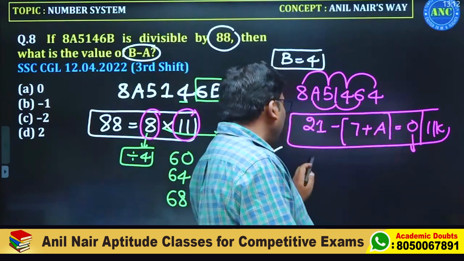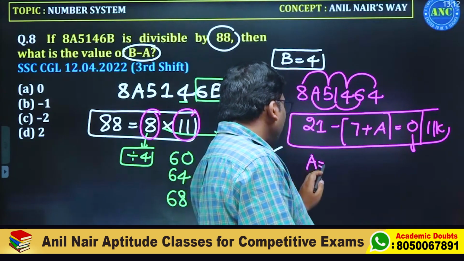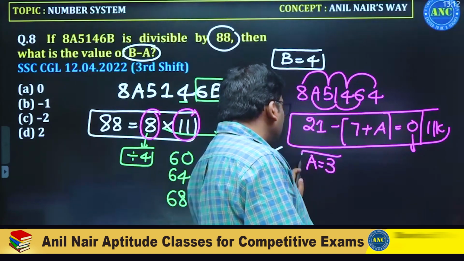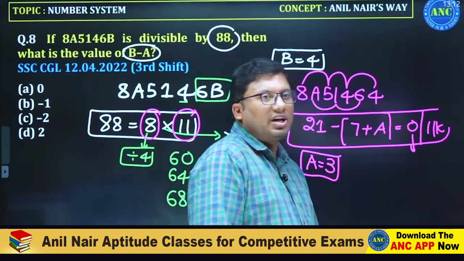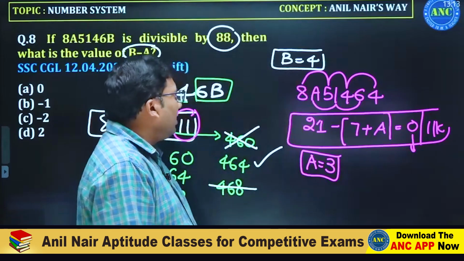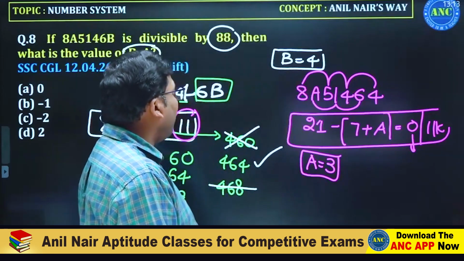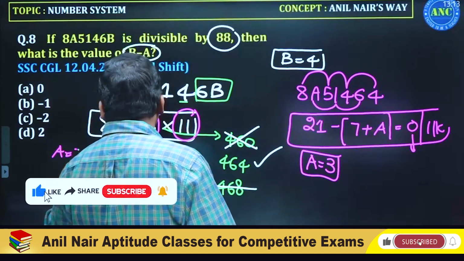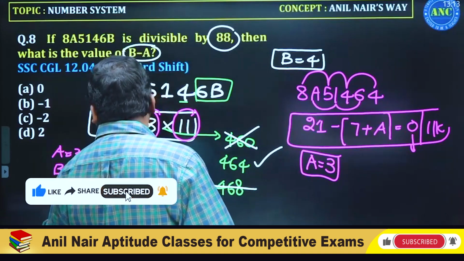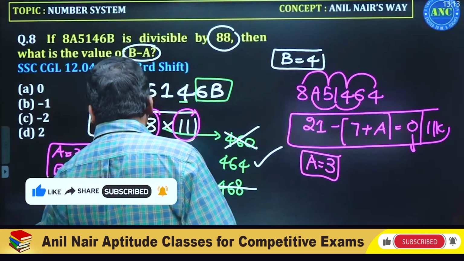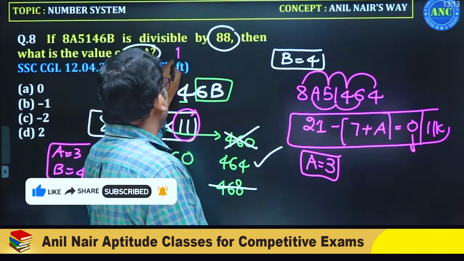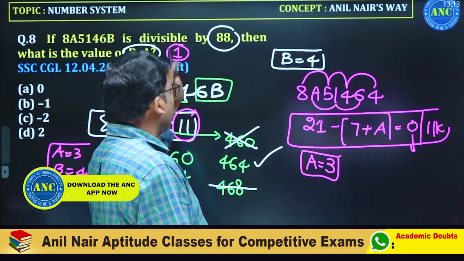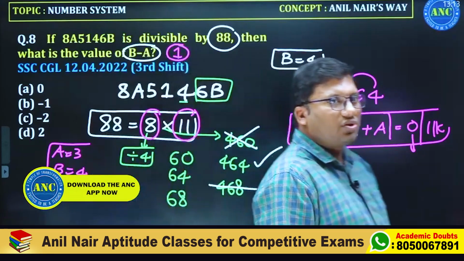For it to be 11, A will be 3, since 21 minus 10 is 11. So A is 3 and B is 4. B minus A is 4 minus 3. The answer to this question is 1.